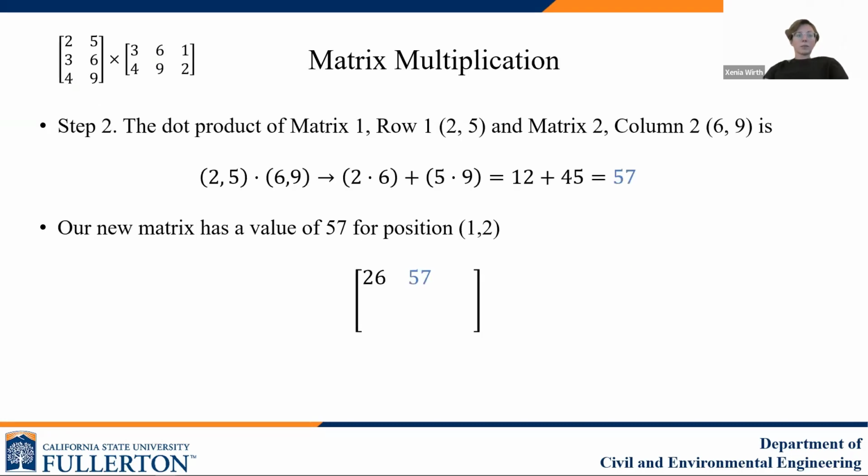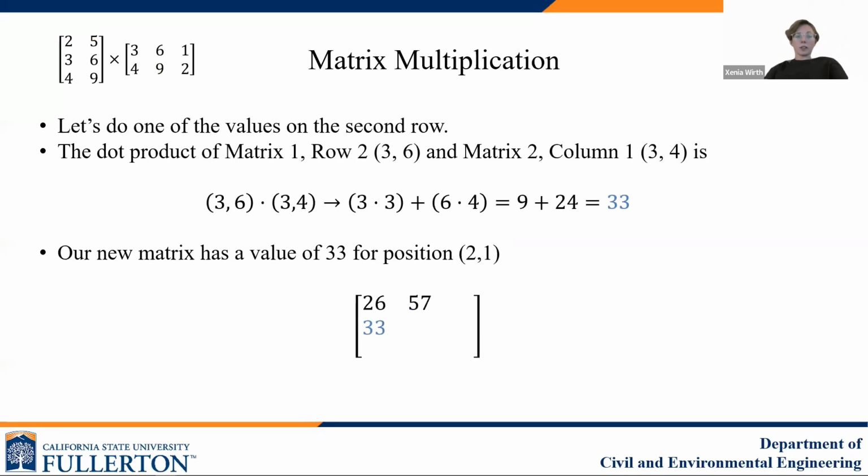Let's do this again. In this case, I'm going to multiply the first row of matrix 1 by the second column of matrix 2. So I'm looking for a final value in the position first row, second column of my new matrix. So my first row dot product of the second column is 2, 5, dot product 6, 9, which is 2 times 6 plus 9 times 5, which is 12 plus 45 is 57. And that goes in position 1, 2 for my new matrix.